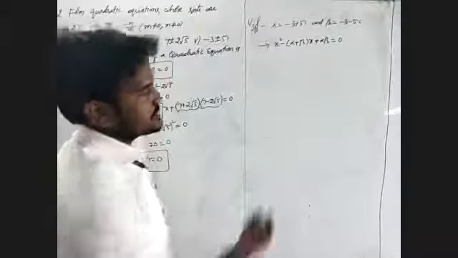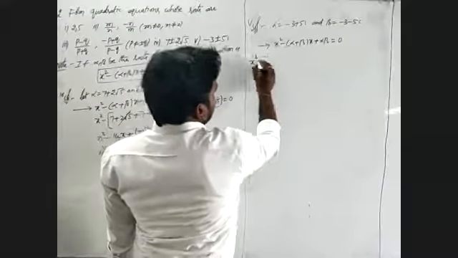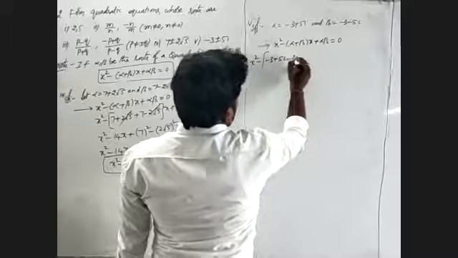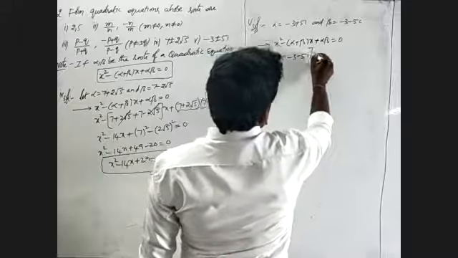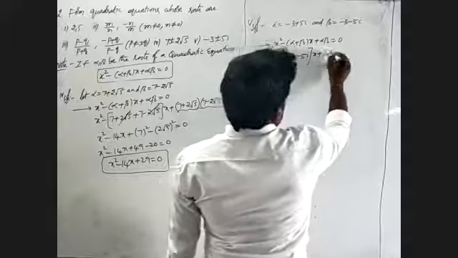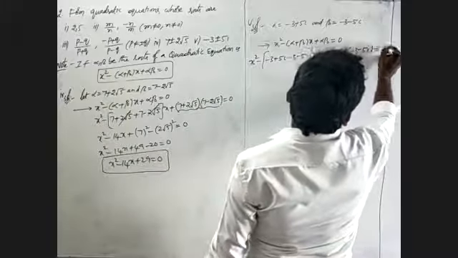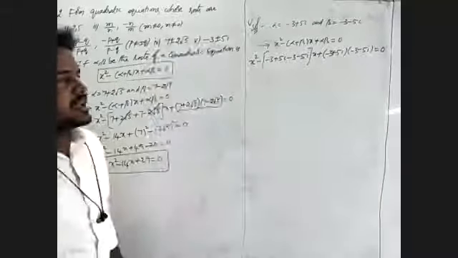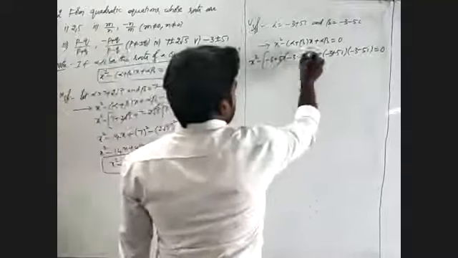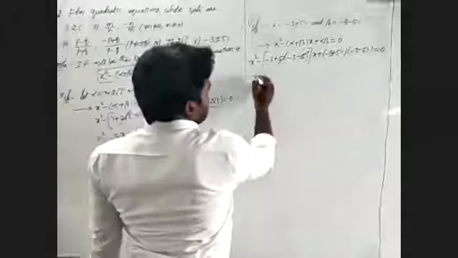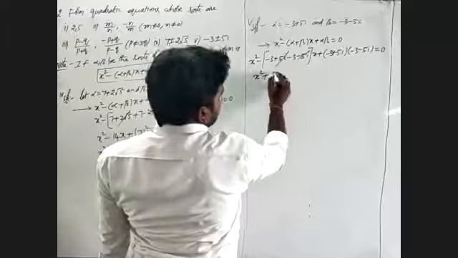I will write the values of alpha and beta in this given quadratic equation, that is x square minus (minus 3 plus 5i minus 3 minus 5i) into x. After that I will write (minus 3 plus 5i) into (minus 3 minus 5i) is equal to 0. You will observe here plus 5i and minus 5i will be cancelled. Minus 3 minus 3 is minus 6. Minus of minus 6, that I will write plus 6x.